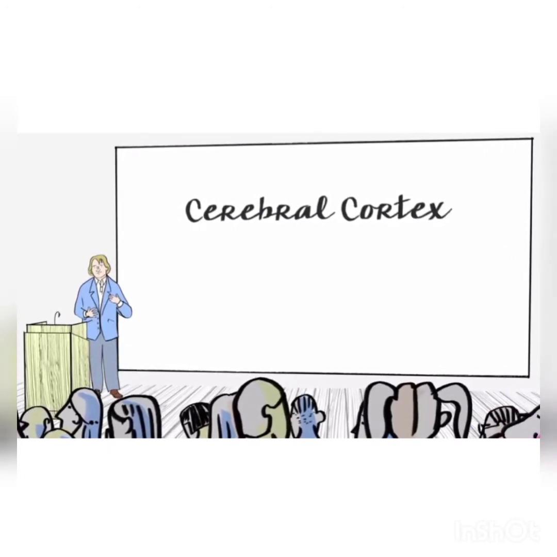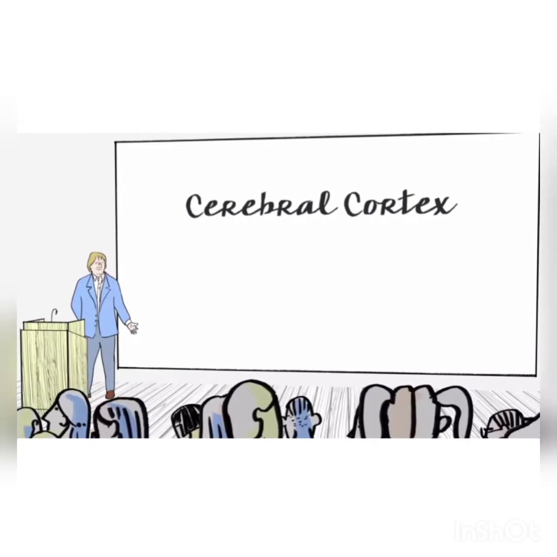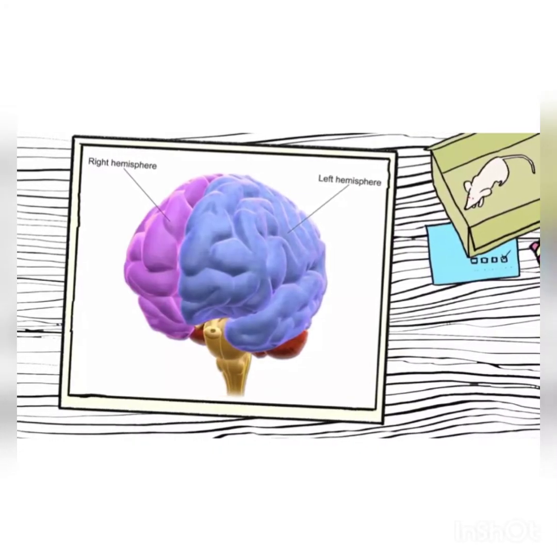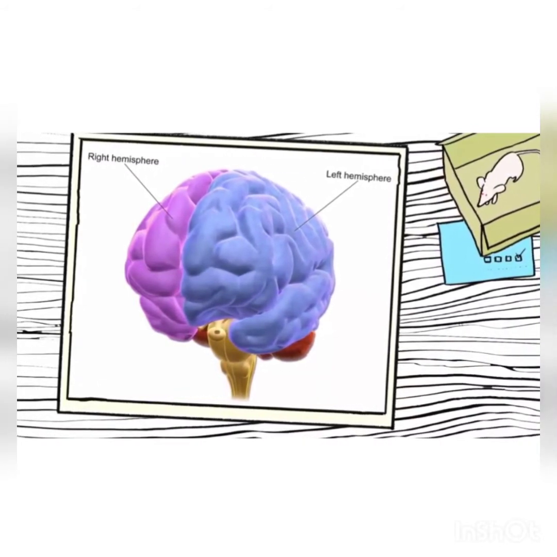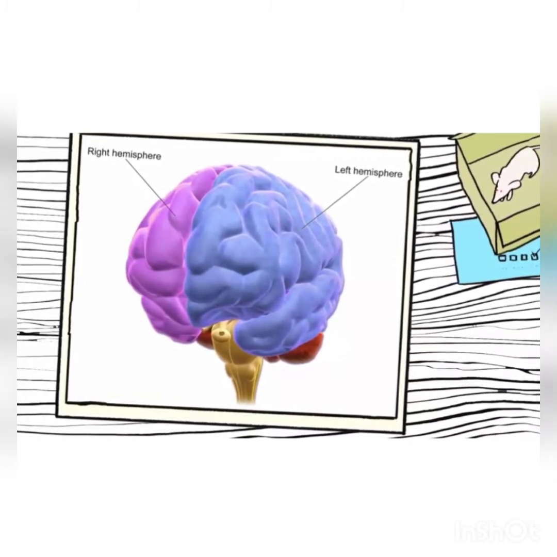It is where reasoning and language and complex perception come from. Fish don't have any cerebral cortex. Reptiles and birds have a little bit, but primates, including humans, have a lot. When you look at the cortex, you'll see it has two halves, a left half and a right half.